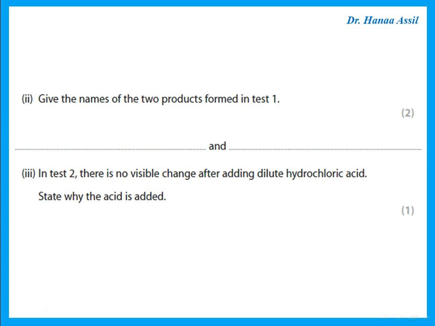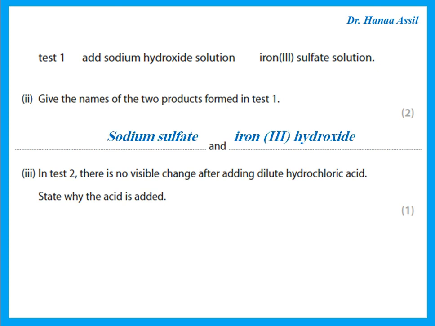Give the names of the 2 products formed in test 1. What was he doing in test 1? He was adding sodium hydroxide to iron 3 sulfate, and we said that means they will exchange, and that means instead of sodium hydroxide, I have sodium sulfate, and instead of iron 3 sulfate, I will have iron 3 hydroxide. So these are my 2 products.